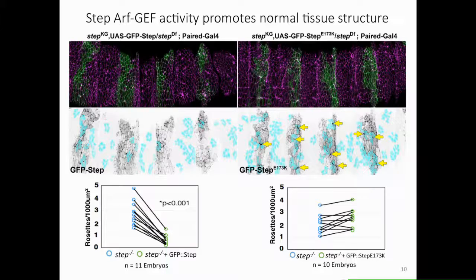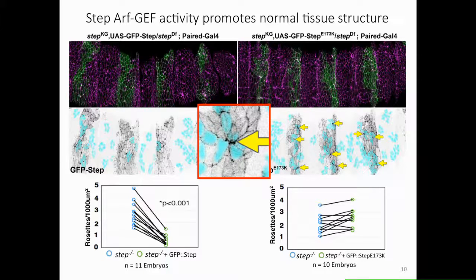One interesting thing that we noticed when we were imaging these embryos, specifically the GEF-deficient construct, was that it seems to be drawn into the center of multicellular rosettes. And as I've told you, this is where we know there is high actomyosin activity, or networks, there. So this got us thinking that perhaps actomyosin networks themselves actively recruit Stepkey.